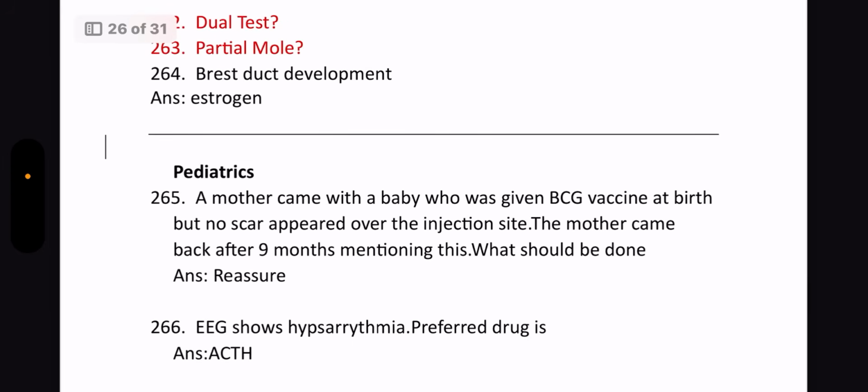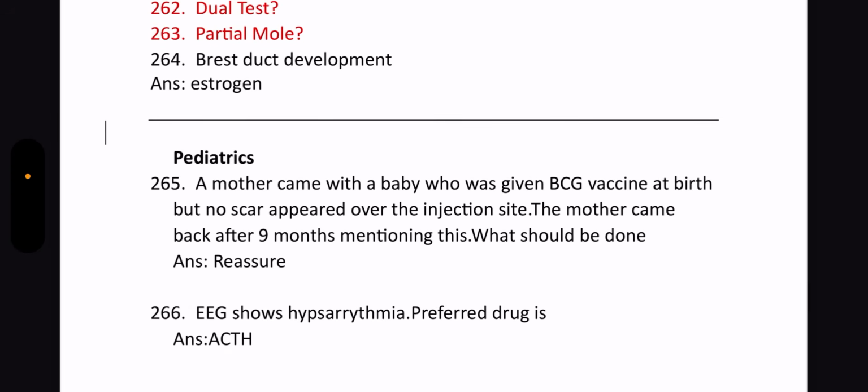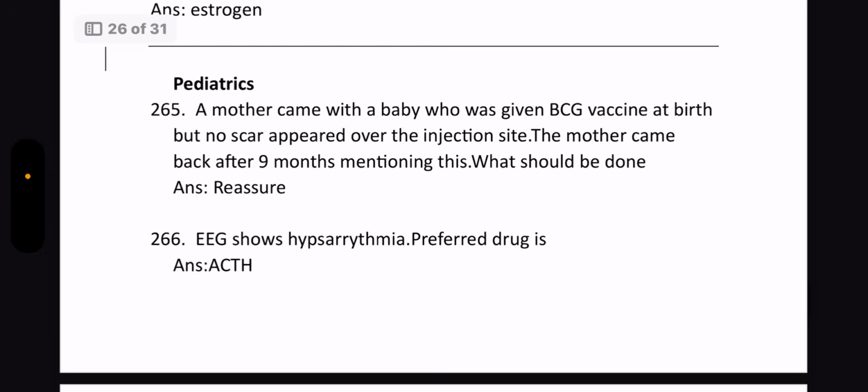Next, 2 questions. I'm doubtful whether these questions were there, because some were telling questions related to these topics were there, but others were telling it's not there. So guys, if you have an idea, please do mention it in my Telegram channel. We can discuss it and find out what the options were, what the correct answer is and what the question was. Next, breast duct development is by estrogen.